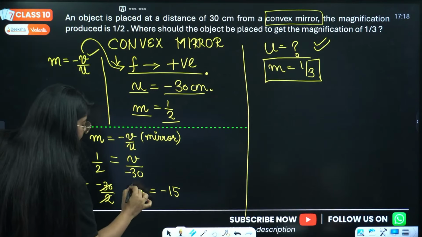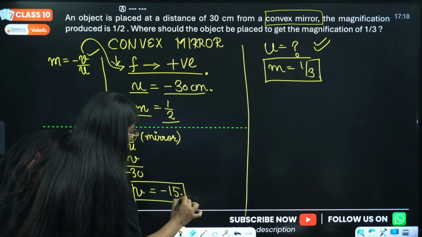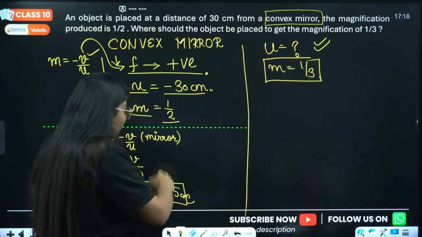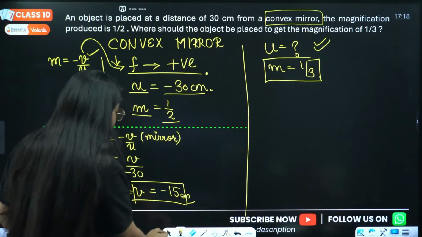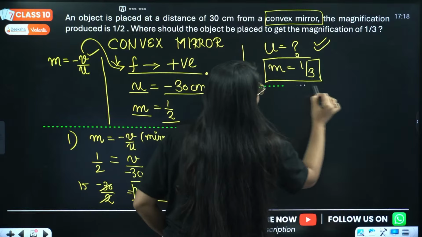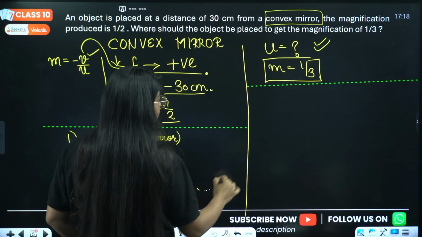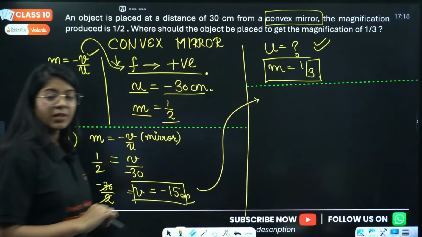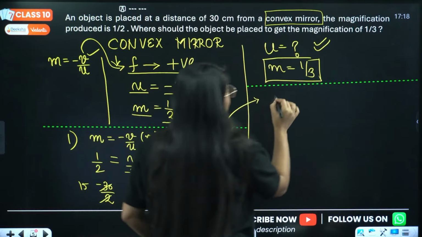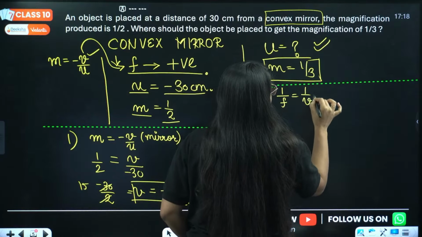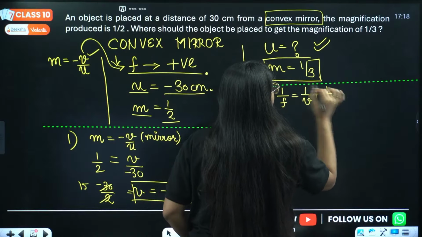Minus 15. Understood? V comes out to be minus 15 centimeter. Now from here can I find the focal length, right? We are going from here to here. Understood? Can I find the focal length using the mirror formula? That is 1/f equals 1/u plus 1/v.